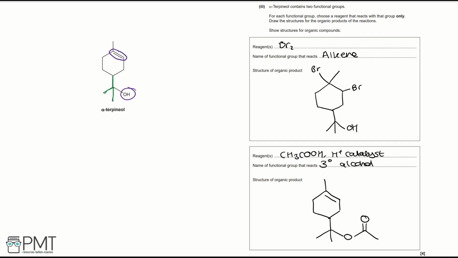To get the 4 marks for this question, you get 2 marks for each functional group: a reagent and the structure of the organic product that's correct. So we would get a mark for reacting our alkene and producing 2 bromines, or a dihaloalkane, and a mark for showing our ester functional group with our tertiary alcohol. And then a mark for saying that you're going to have bromine reacting with the alkene, and ethanoic acid and an acid catalyst reacting with our tertiary alcohol. Those are both worth a mark as well.